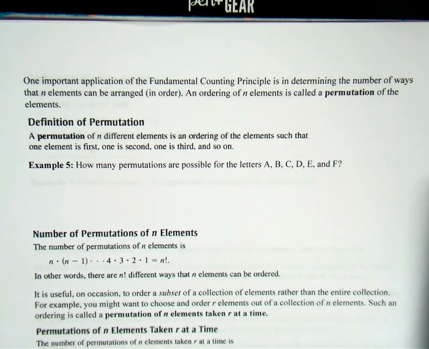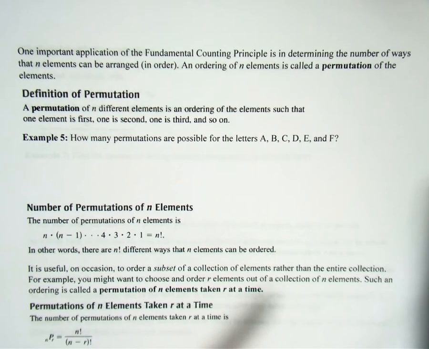One important application of the fundamental counting principle is determining the number of ways that n elements can be arranged in order. An ordering of n elements is called a permutation. A permutation of n different elements is an ordering of the elements such that one element is first, one element is second, one is third, and so on.